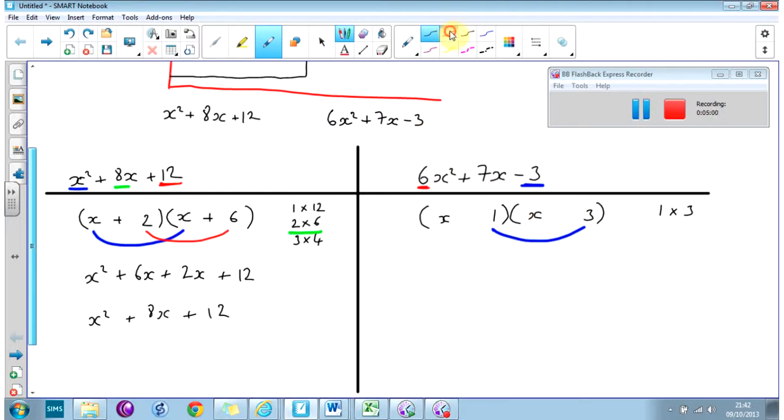In this case, though, it's the 6 that's not very straightforward, because there's lots of ways to make 6. I could have 1 times 6, and I could have 2 times 3. Now, you might say, well, okay, that's only two ways to do it, but actually it's more complicated than that, because you could put the 1 here and the 6 here.